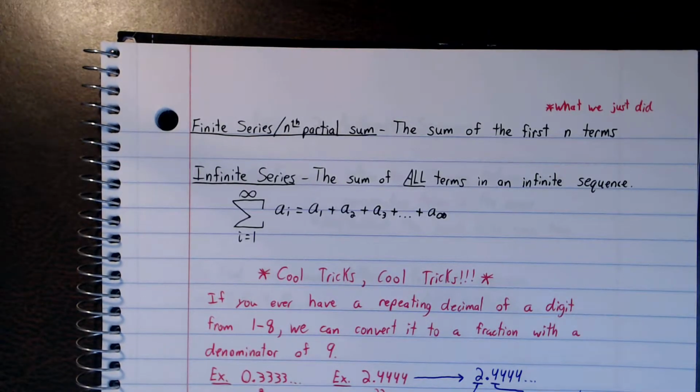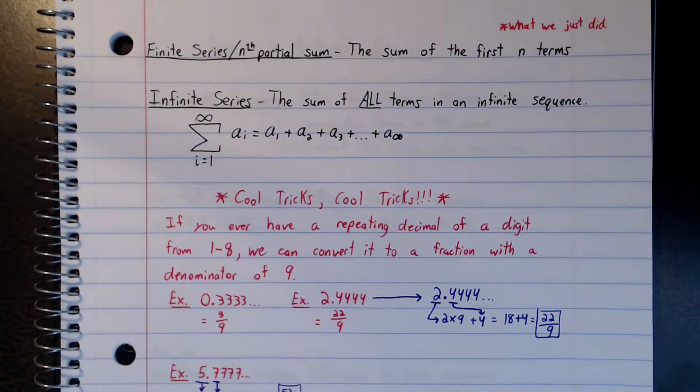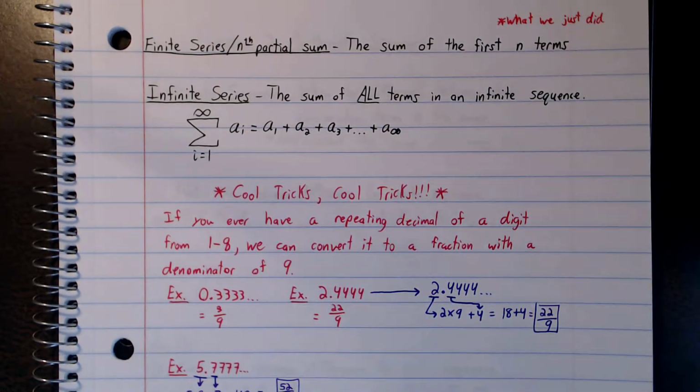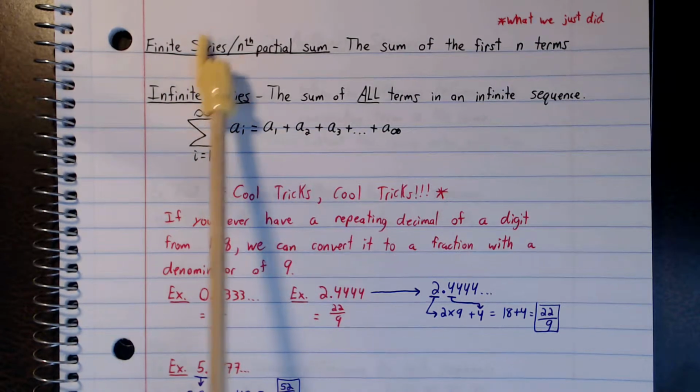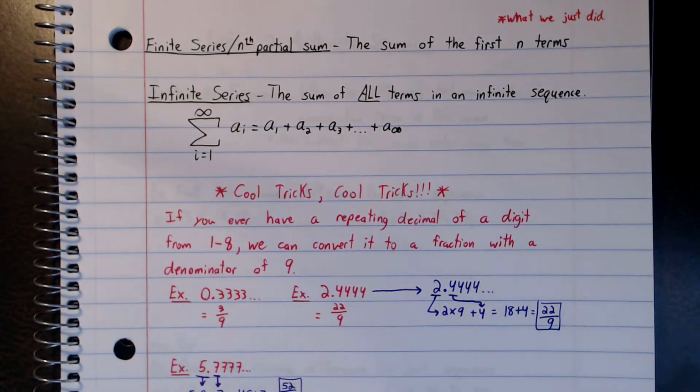All right, you thought we were done, didn't you? No, we still got some stuff. We've got finite series or nth partial sum, which is what we just did. We're just finding the sum of the first so many terms. So summation notation, nth partial sum, it's all the same. Finite series. But the important thing here is that we're talking about something called a series. A series basically is when we're adding all of our terms together.